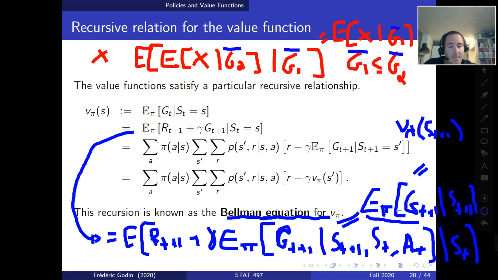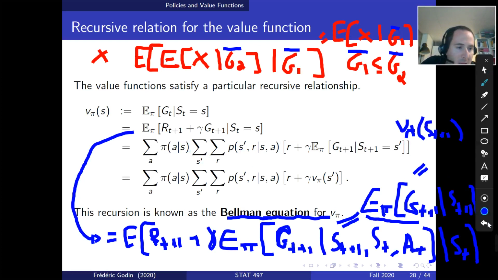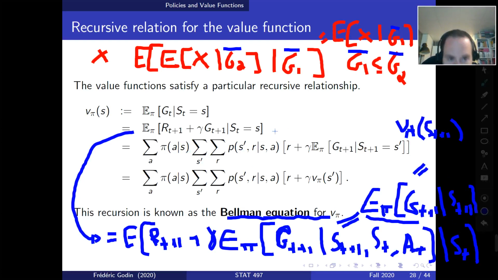Okay, so doing that, then we have the following. Here we have the expected value of the next reward plus gamma times the expected value of the next return. And this here is the value function in the next state. Because of that, we have the following relationship. Maybe this was a bit messy, but it gives a bit of context of how to go from here to here.